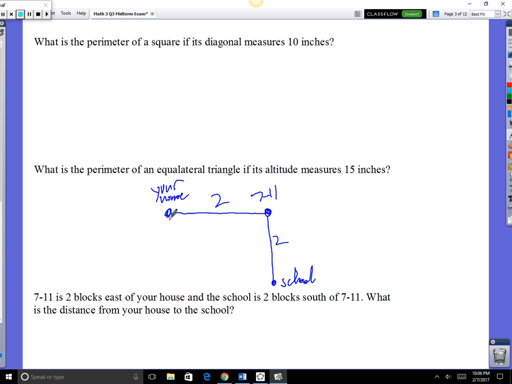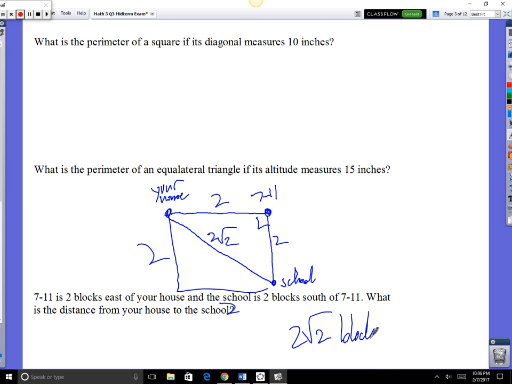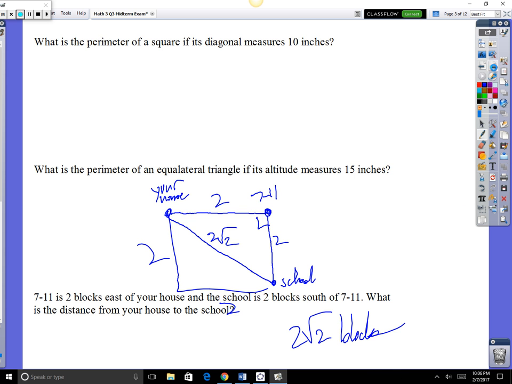So the straight distance. If you cut all the corners, that's what they want. And this is a square. So 2 by 2, that's half a square. If we go 2 by 2, so if we go the diagonal, it's going to be 2 square roots of 2 blocks.